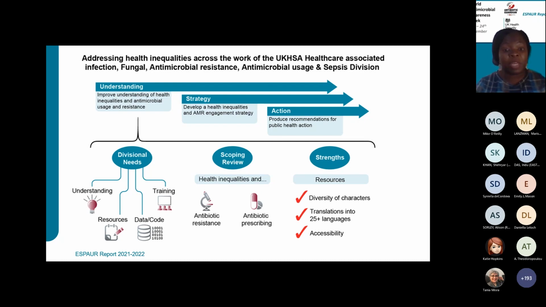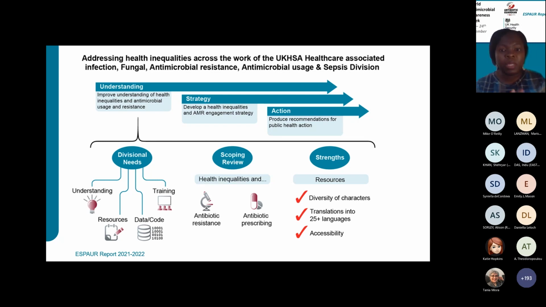We also now have key performance indicators that we've committed to, and part of that is that our reports will always include data on factors commonly known to be associated with health inequalities. So you'll notice that within the ESPAUR reports, we've really increased that. And so Kirsty presented some of that, for example, with the CPE data, and we're going to continue to do that over the coming months and years.